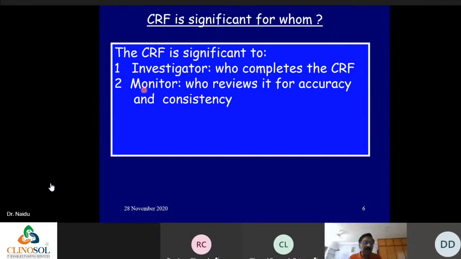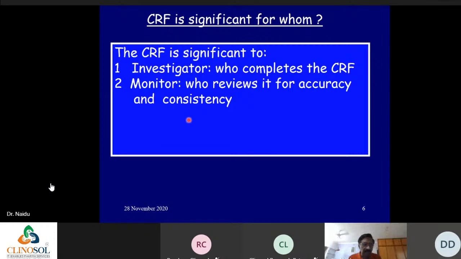The second is the monitor, because monitors go to the site to check what is actually there. They check the case record form and check the accuracy, whether the data is properly entered, and they also see the consistency, whether the report submitted from the biochemical department or elsewhere is consistent. So the monitor is the second person who is very, very important and significant for the case record form.